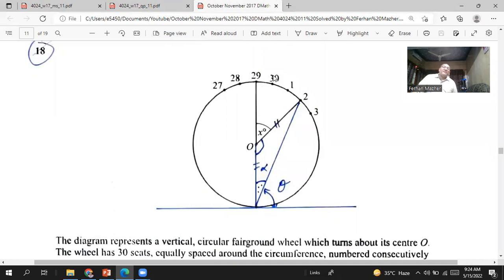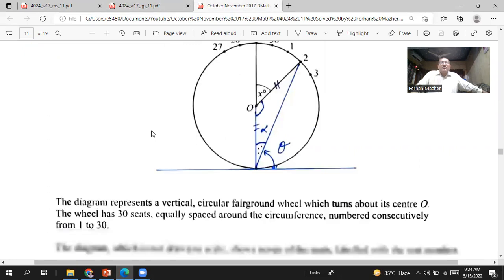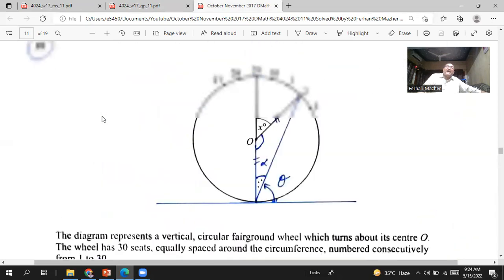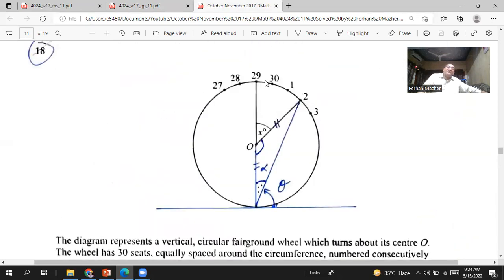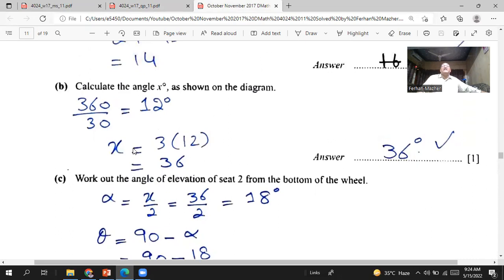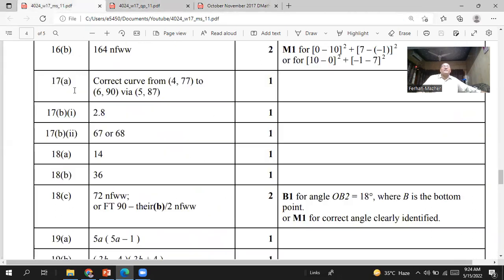The angle x: you see this 360 degrees has been divided into 30 parts. So each part represents how much? 360 divided by 30, that is 12 degrees. So each part represents 12 degrees, and where the angle x is, how many parts does it have? 1, 2, 3. So there are 3 parts. So x will be 3 multiplied by 12, and that will be 36 degrees. So x will be 36 degrees, 14 and 36.